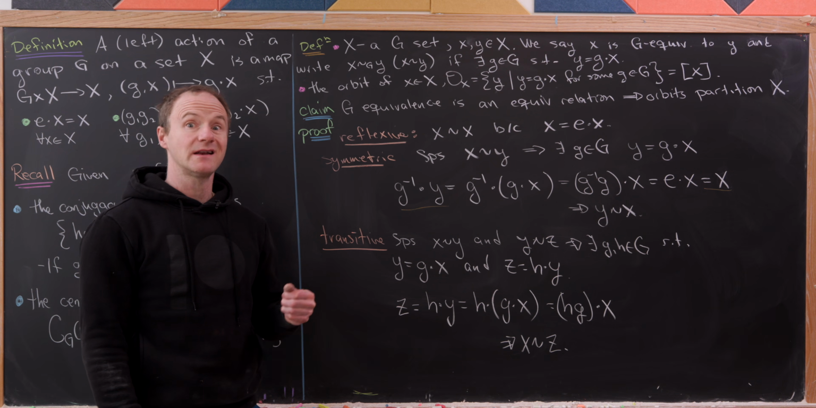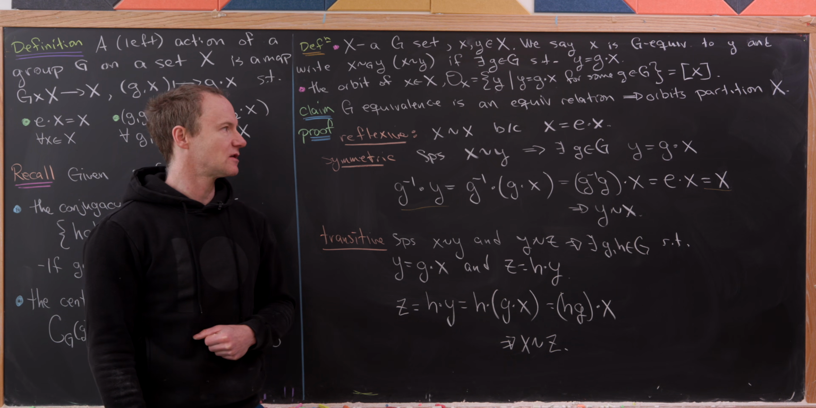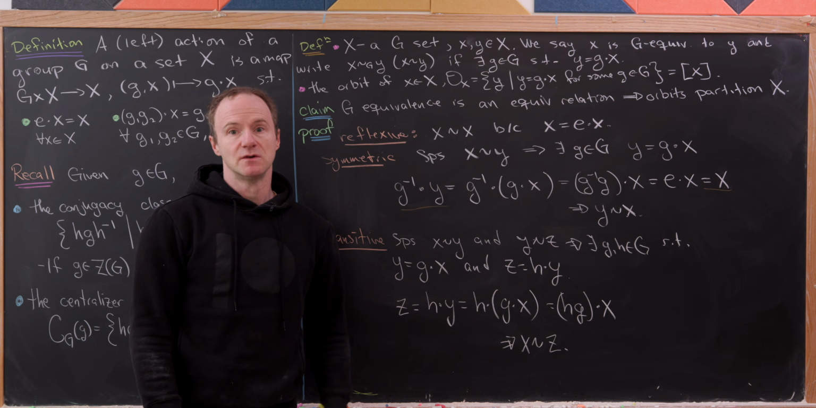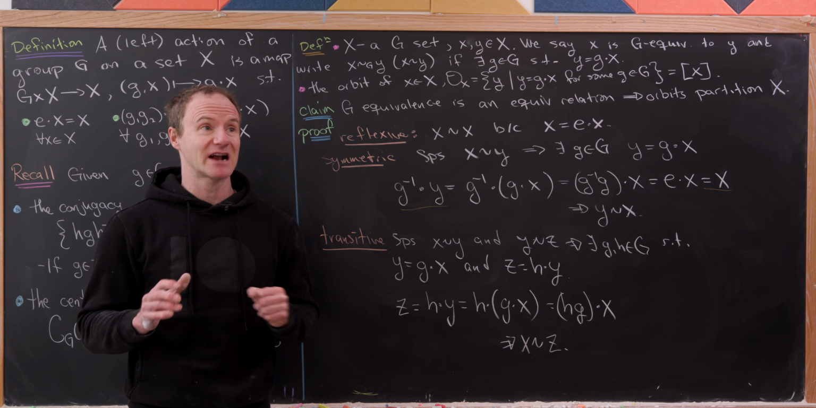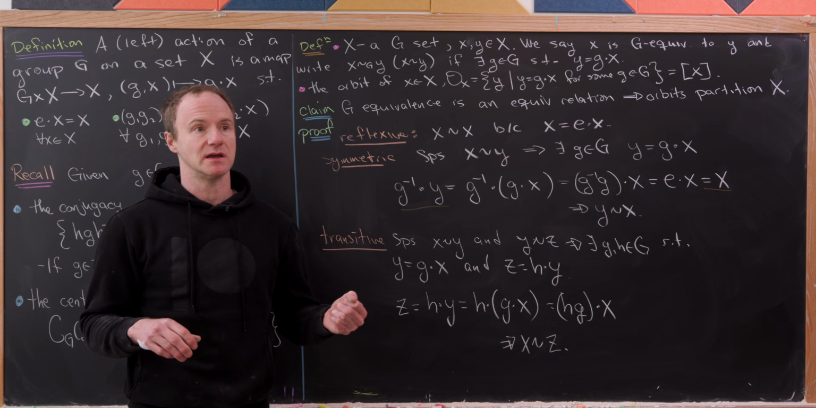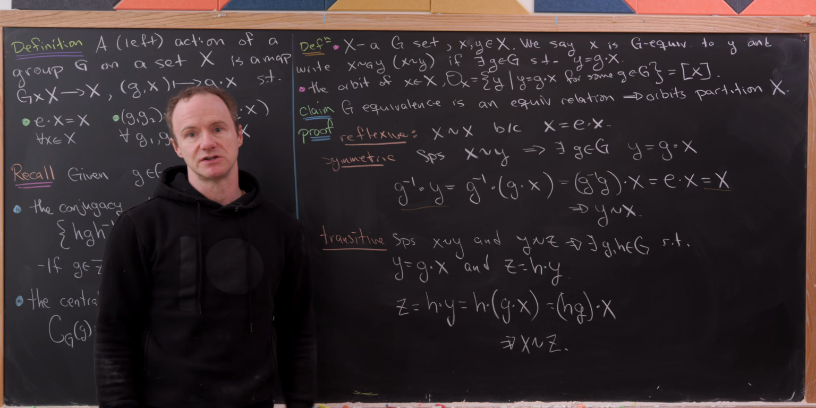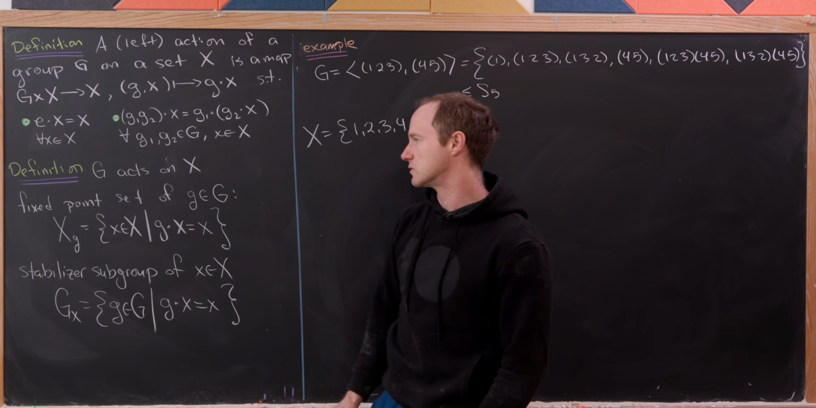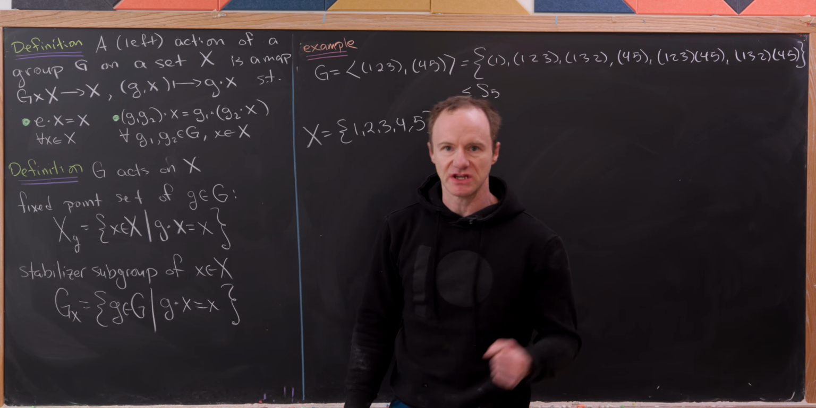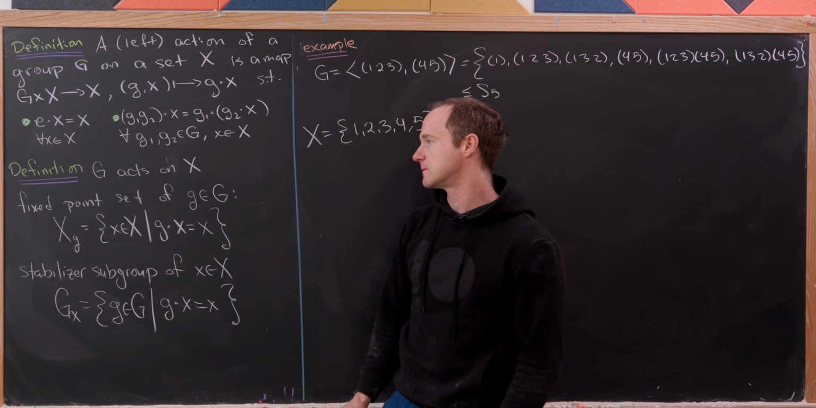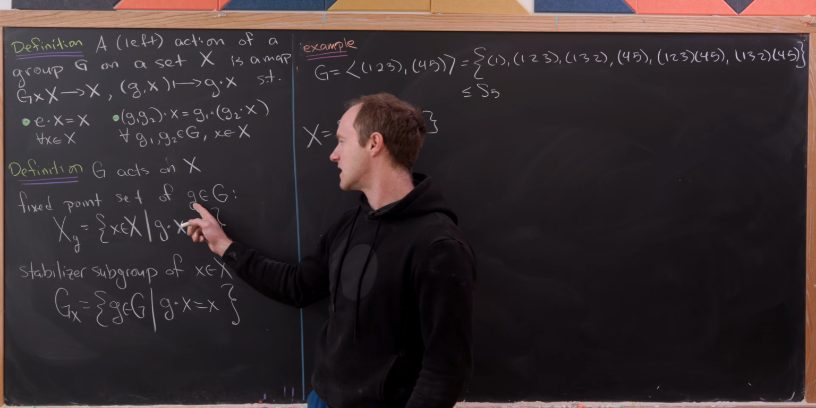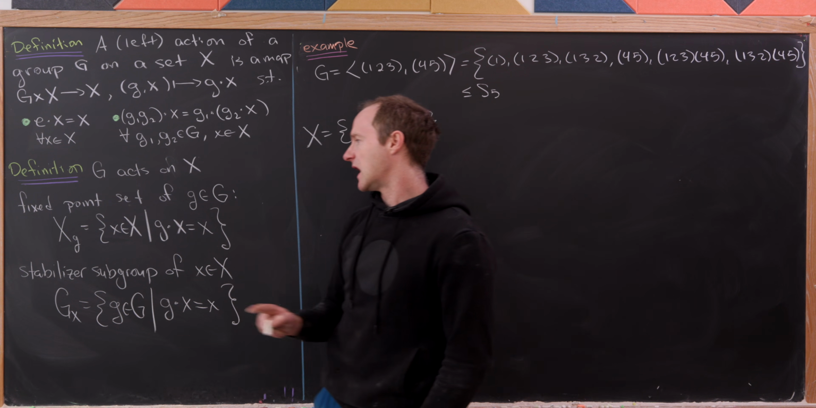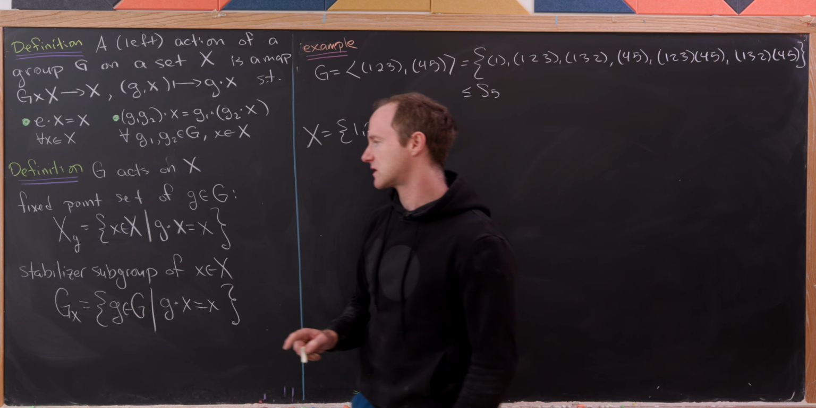Okay, so now we're going to need a couple more definitions, as well as I want to look at an example of a group acting on itself, which is a pretty important action, even though it seems like it may not be before we really dig into it. So now let's look at the notion of a fixed point set and a stabilizer subgroup. So let's suppose we've got an action of G on X, which I guess we're going to have for the whole video. Then the fixed point set of little g in G, that's going to be a subset of X, and we'll denote it by X sub little g.